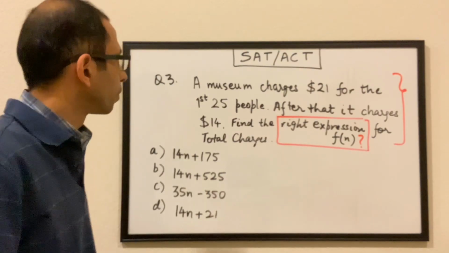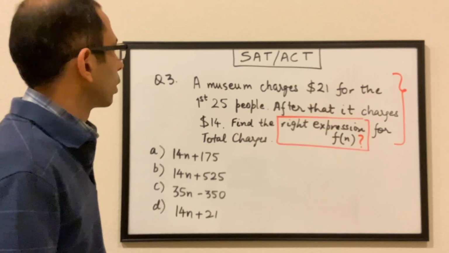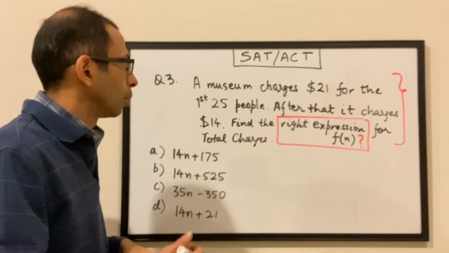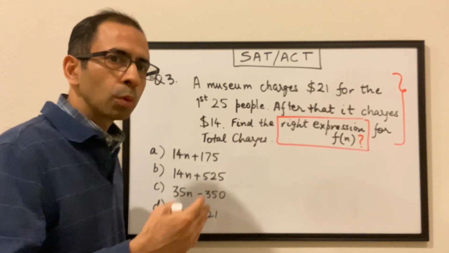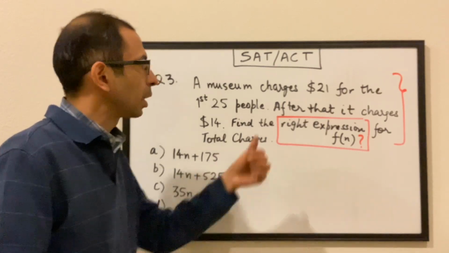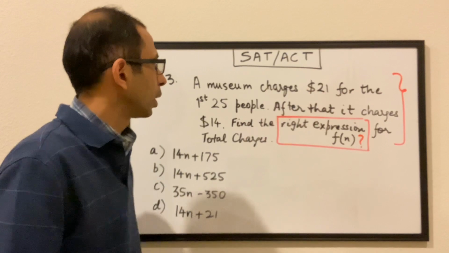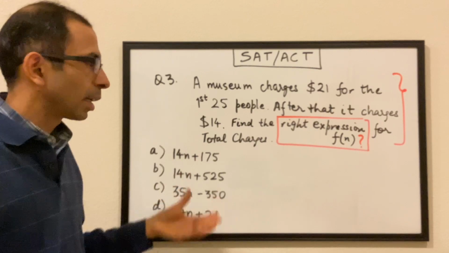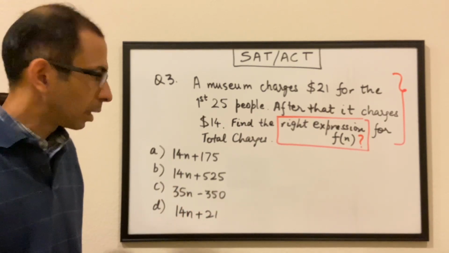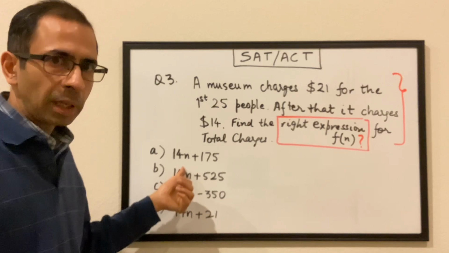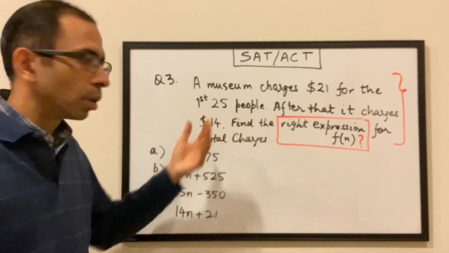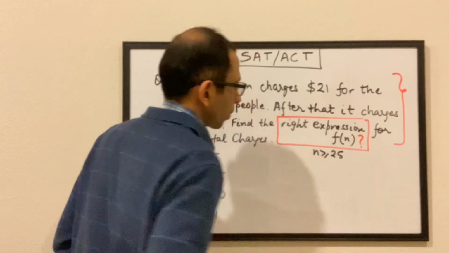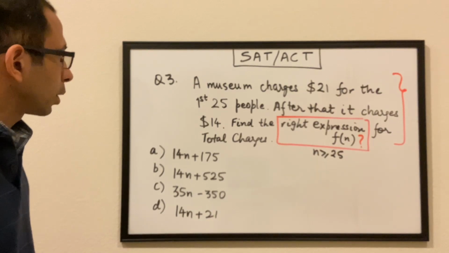Question number 3. A museum charges $21 for the first 25 people. After that, it charges $14. So after the first 25 people, whoever more people go into the museum, they are charged $14 and not $21. Find the right expression for the total charges. So basically, we have to identify the right expression or the right function f(n), where n is the total number of people going into the museum and n is greater than or equal to 25, right?